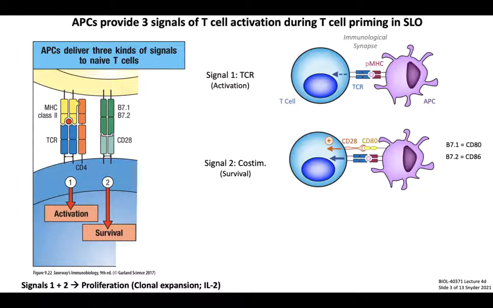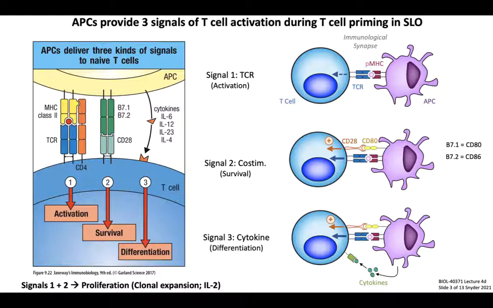In naive T cells, signal 1 and 2 lead to the proliferation of that T cell clone, which is a process that we also refer to as clonal expansion. Note that the production of IL-2 and IL-2 receptor subunits downstream of TCR signaling is required for successful clonal expansion.